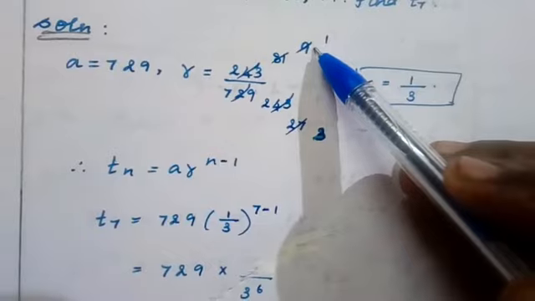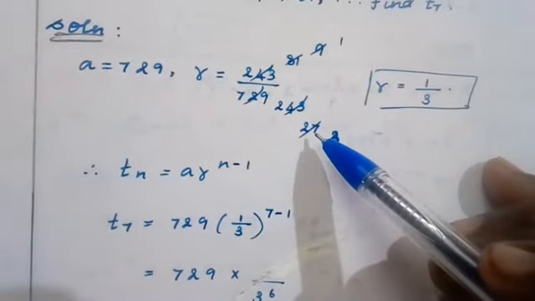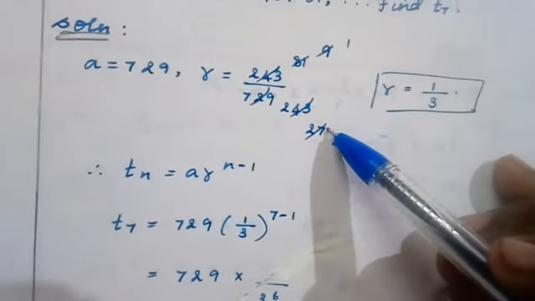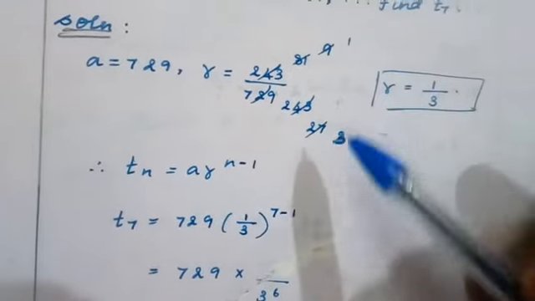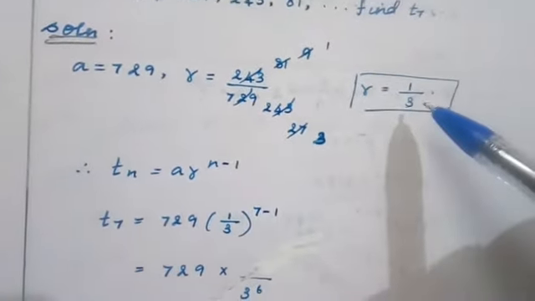Again, the 9 table: 9 nines are 81. 2 nines are 18, balance 6, 7 nines are 63. Then it's 9 threes, 1 times, 3 times. So r equal to 1 by 3.